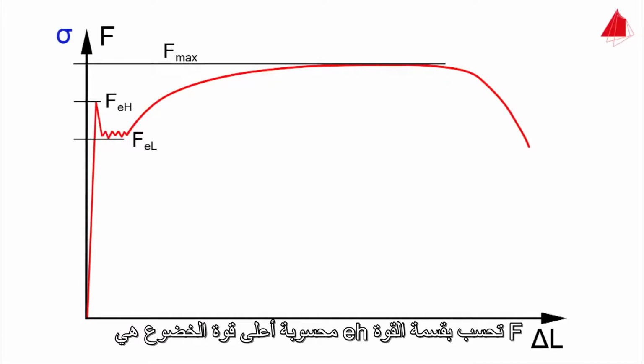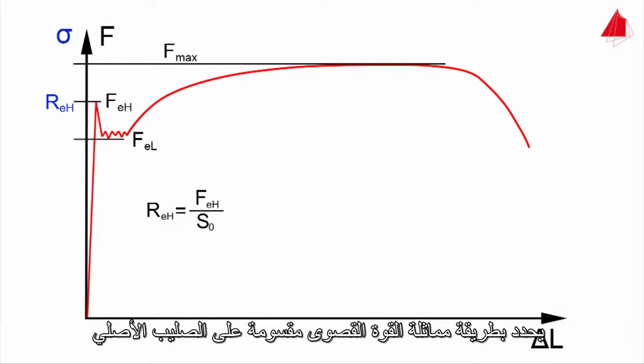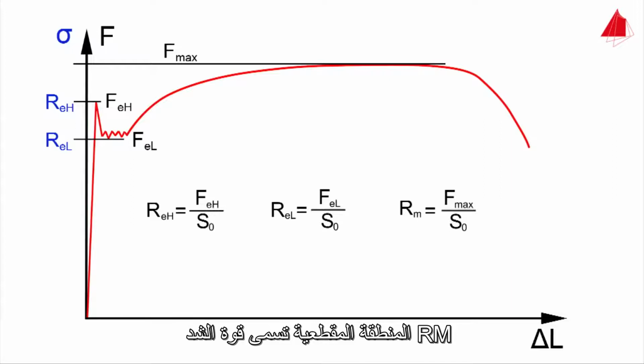The upper yield strength ReH is calculated by dividing the force FeH by the original cross-sectional area S0. The lower yield strength ReL is defined in a similar way. The maximum force divided by the original cross-sectional area is called tensile strength Rm.